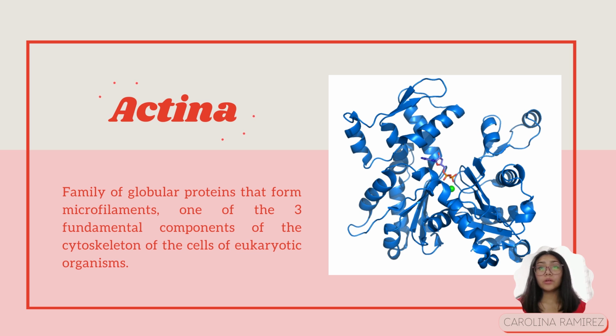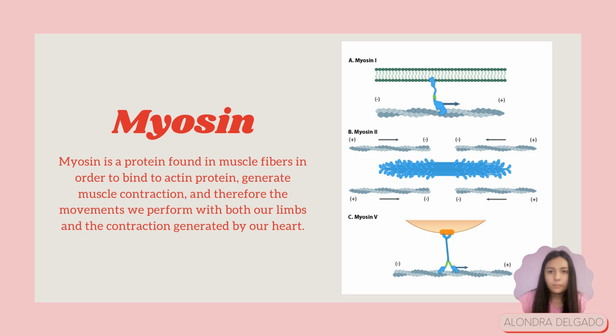Vocabulary. Actin, a family of globular proteins that form microfilaments, one of the three fundamental components of the cytoskeleton of the cells of eukaryotic organisms. The myosin. Myosin is a protein formed in muscle fibers in order to bind to actin protein and generate the muscle contraction, and therefore the movements we perform with our body limbs, and the contraction generated by our heart.